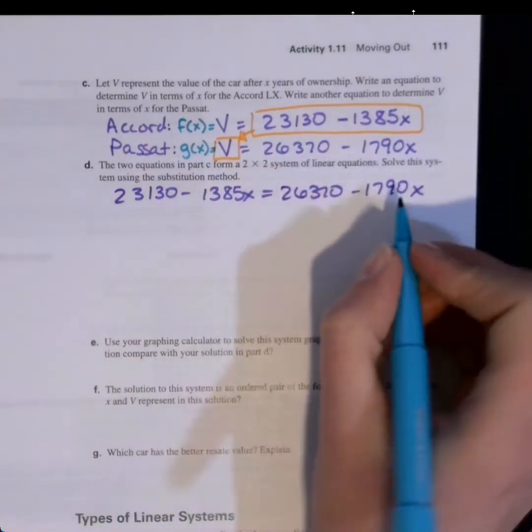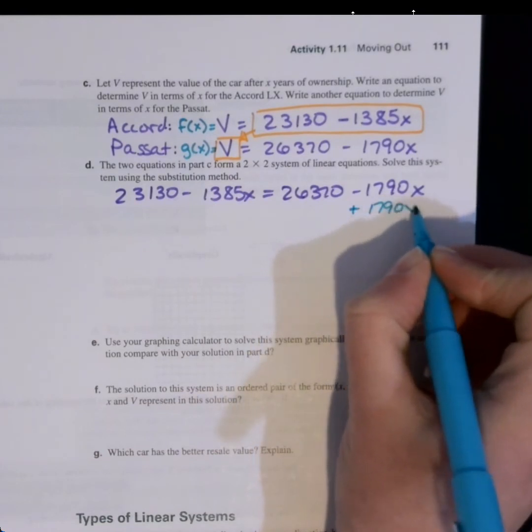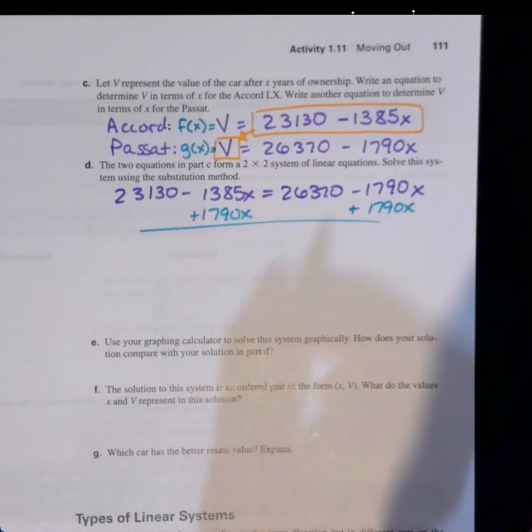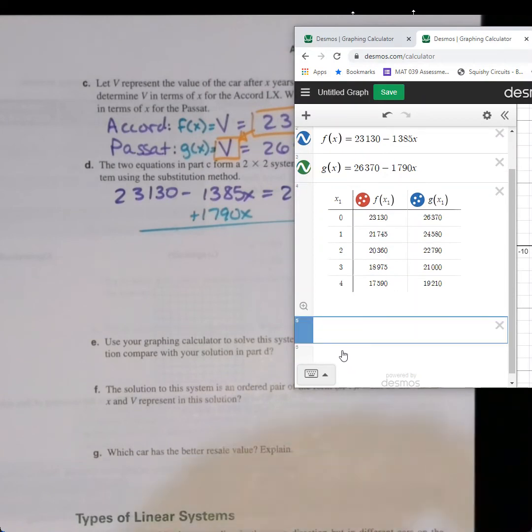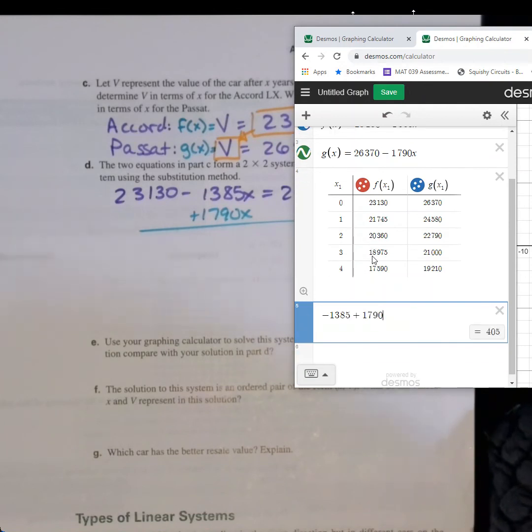I need to get my variables on the same side. Since that one has the larger negative number, I'm going to add it to both sides. So I'm going to add 1,790x over. I can use Desmos to assist with the calculation. I need to take 1,385 plus 1,790, and I can see that I get 405.